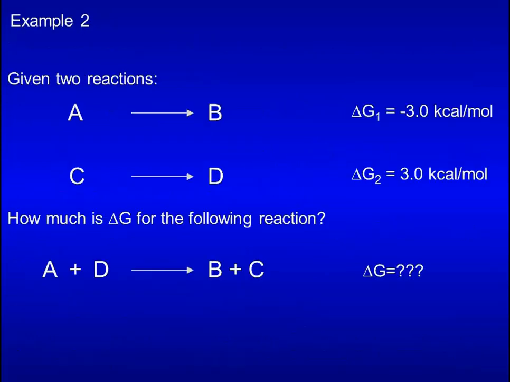To elaborate on conclusion 2, here I'm going to give you another example. Given 2 reactions, A to B and C to D, the delta G for the first reaction is minus 3.0 kilocalorie per mole. The delta G for the second reaction is 3.0 kilocalorie per mole. How much is the delta G for the overall reaction, A plus D to B plus C? The answer is minus 6 kilocalorie per mole.